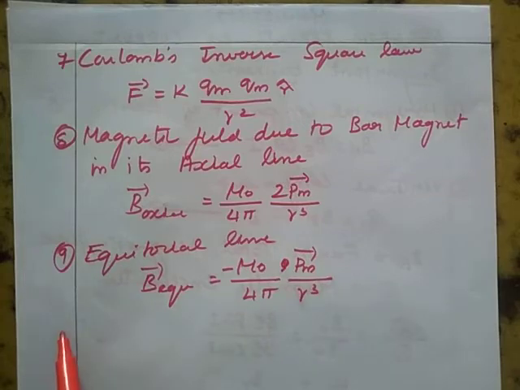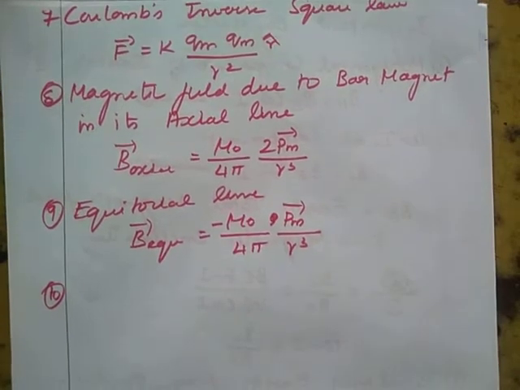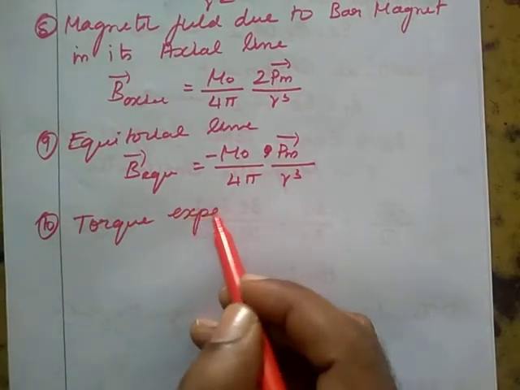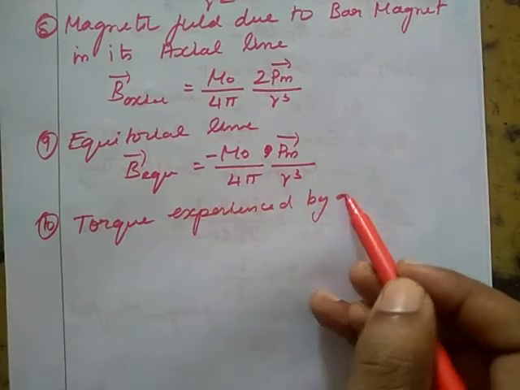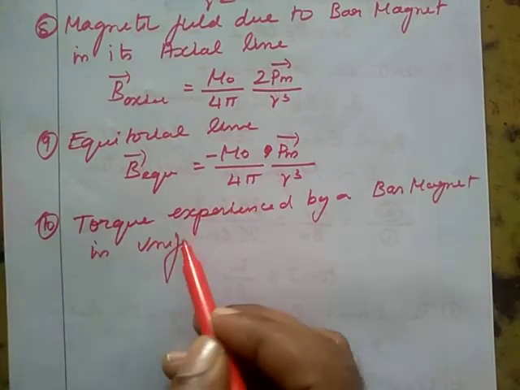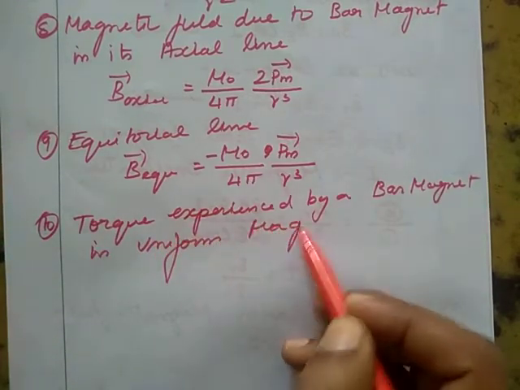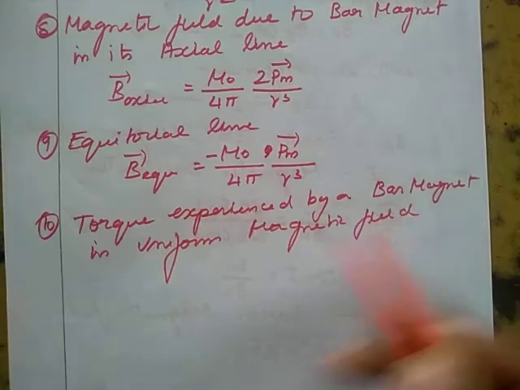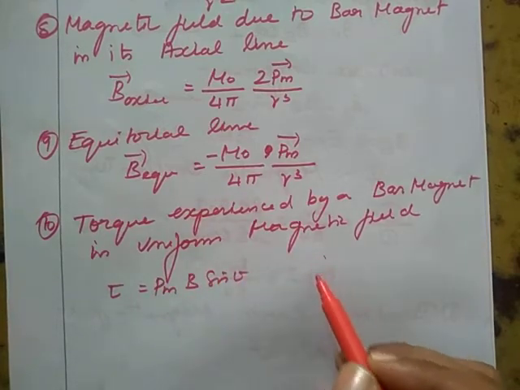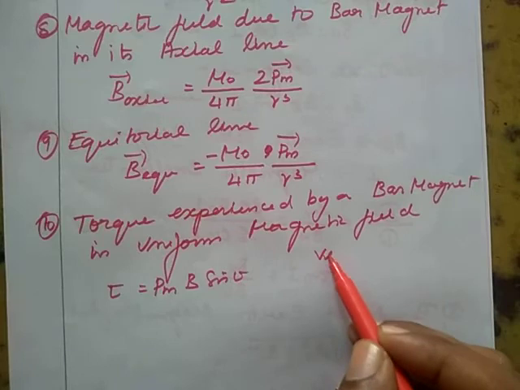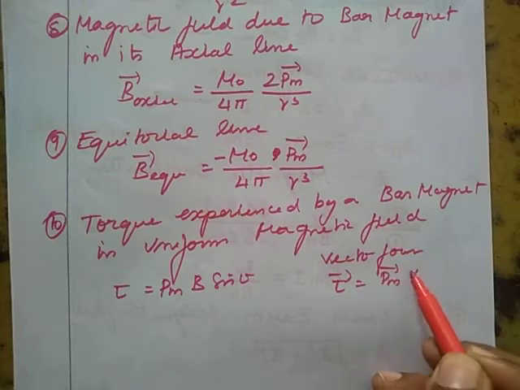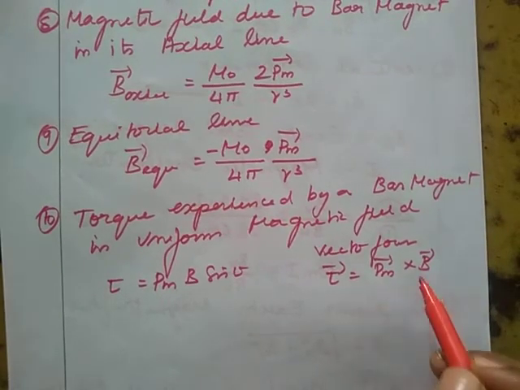Okay, then let me see the torque experienced by a bar magnet placed in a uniform magnetic field. That we know, tau is equal to PM B sin theta. If we write it in vector form, tau vector is equal to PM vector cross B vector. It is a cross product.